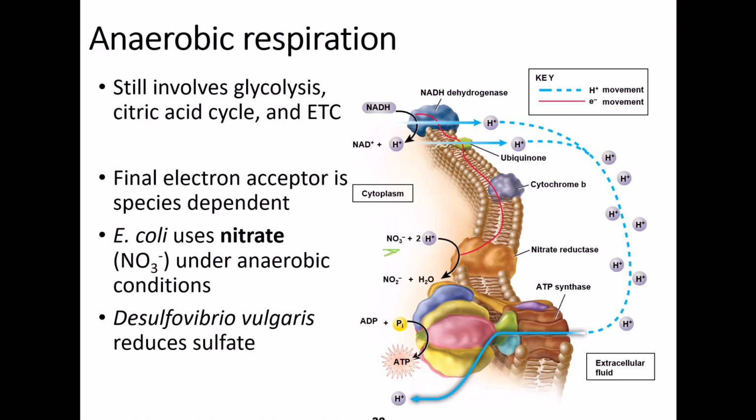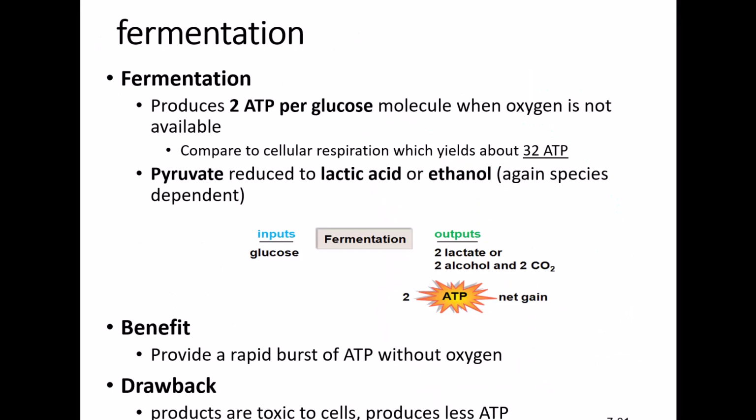For example, E. coli uses nitrate under anaerobic conditions. Some organisms use sulfate. The exact electron acceptor is going to be species dependent, but if it's anaerobic, it would not be O2, oxygen gas. Fermentation, on the other hand, produces 2 ATP per glucose molecule when oxygen is not available. This is much less than cellular respiration, which yields about 32 ATP.